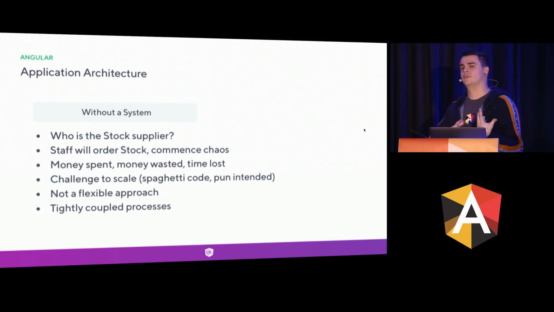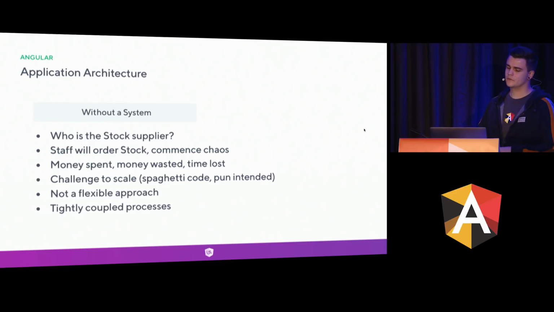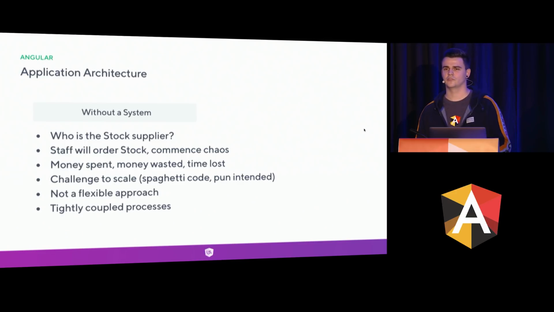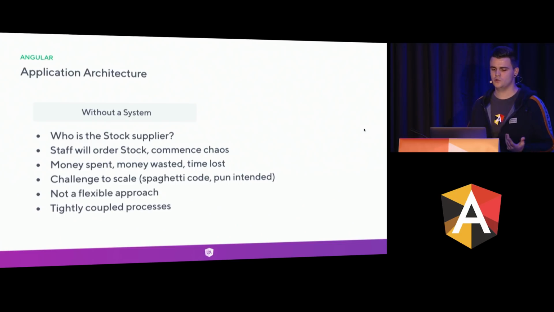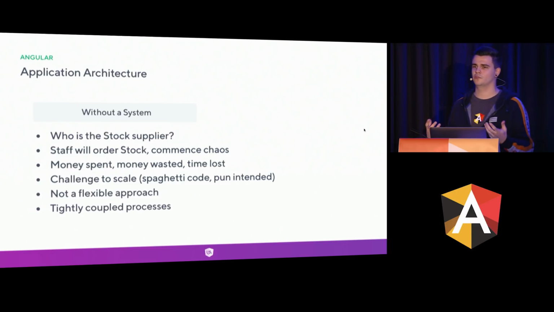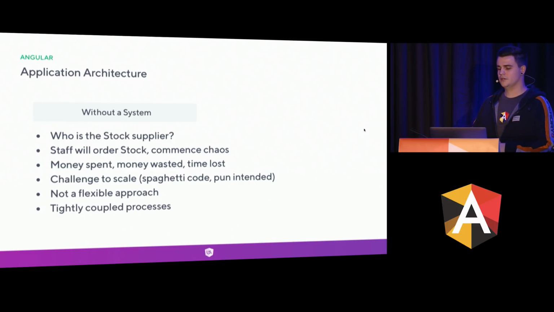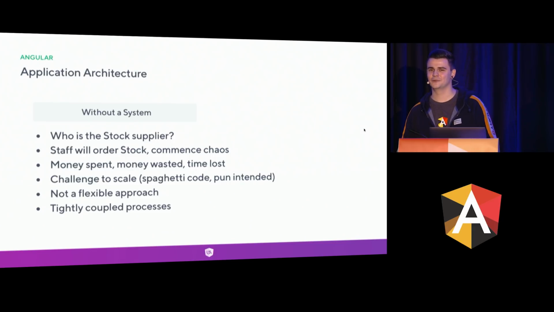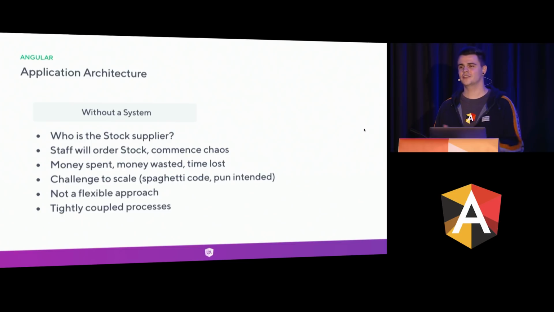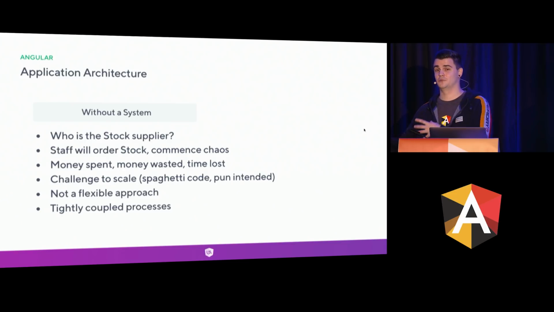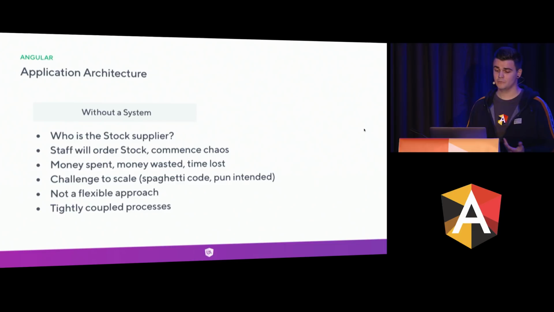So that was with a system, what we kind of get thinking about it. So this is what would happen without a system, if we didn't treat these as two separate things. So first off, who would order stock? How do you have that conversation with perhaps 100 employees? Who's responsible? Somebody might be ill, or somebody might not know how to do it. So I've put commence the chaos. If all of the staff are trying to order all these different pieces of food and things, you can imagine how it's going to affect the customers that actually want to use the restaurant. Money's going to be spent, money's going to be wasted, time will be lost.